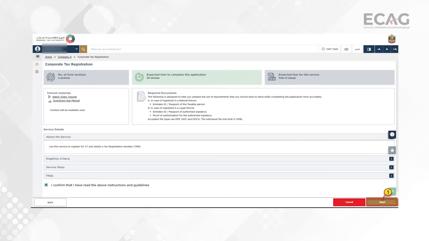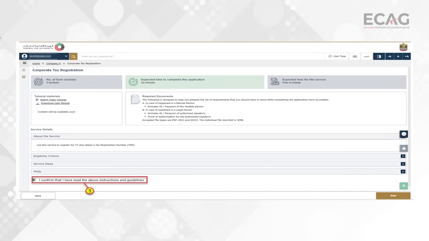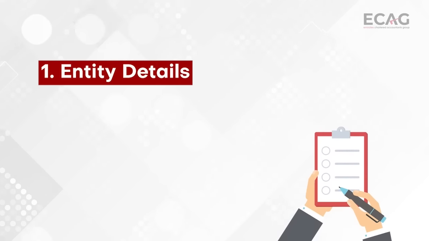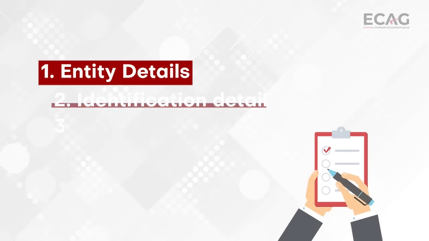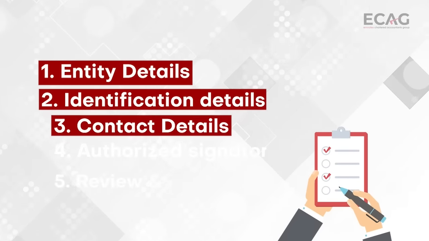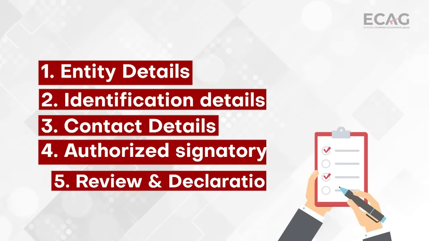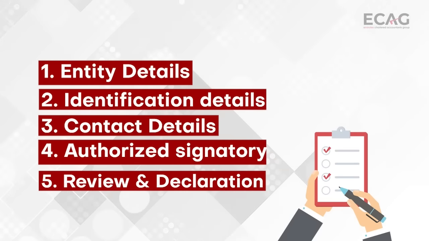I am sure by now you are ready for tax registration. So once you are ready, click the start button. Once you start the registration, you will see the screen with the 5 steps to be followed for completing the registration. What are the 5 steps? Number 1, entity details. Number 2, identification details. Number 3, contact details. Number 4, authorized signatory. Number 5, review and declaration.